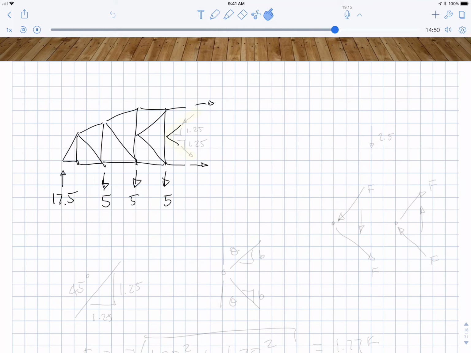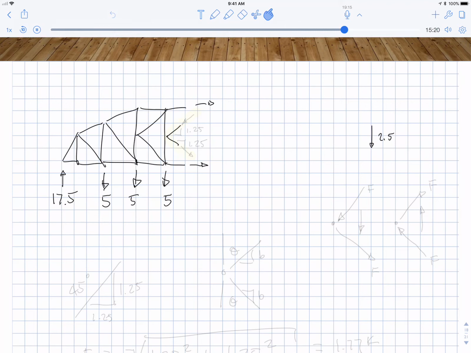We have a total of 17.5 going up on that reaction, and we have 15 coming down. That means there needs to be another 2.5 going down. Okay, this will be an equilibrium. 17.5 going up, 17.5 coming down. I'm going to move this 2.5 over here on the side just to remind us.